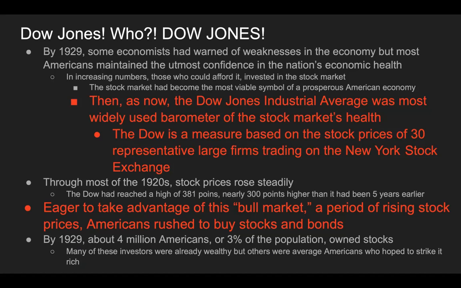The Dow is a measure based on the stock prices of 30 representative large firms trading on the New York Stock Exchange. I want to say there are more nowadays. Through most of the 20s, stock prices rose steadily. The Dow had reached a high of 381 points, nearly 300 points higher than it had been 5 years earlier.